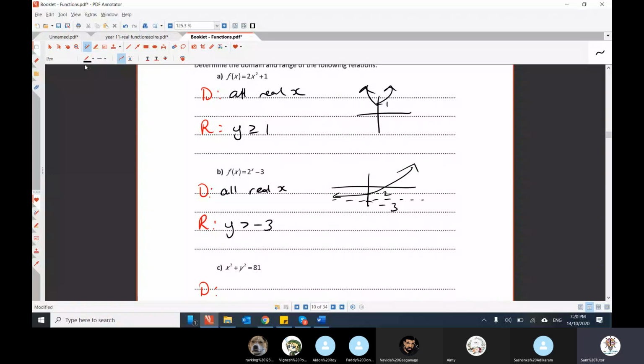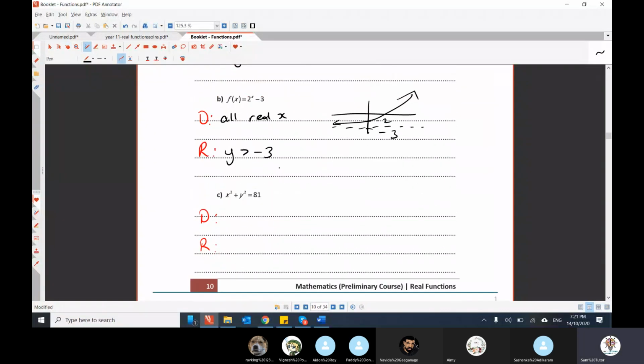Now, as you guys can see, I'm starting to avoid drawing it because you want to know this mentally. So you want to know that that's an exponential shifted down 3, because sometimes you just want to be able to do domain and range quickly without drawing it every single time. So that's good. C, that's a circle.